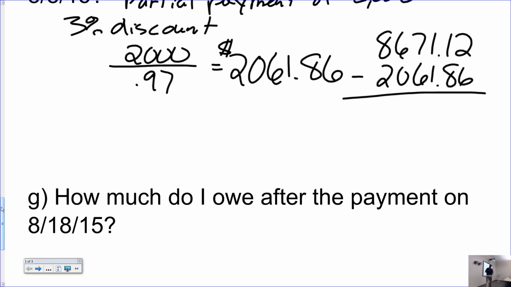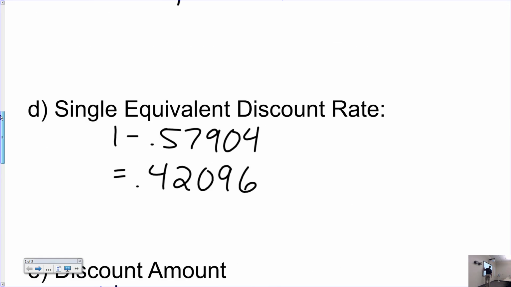So, subtraction. What did that work out to be? 6,609.26. That's right. So we've reduced our charge down to $6,609.26. All right. Then what happens?